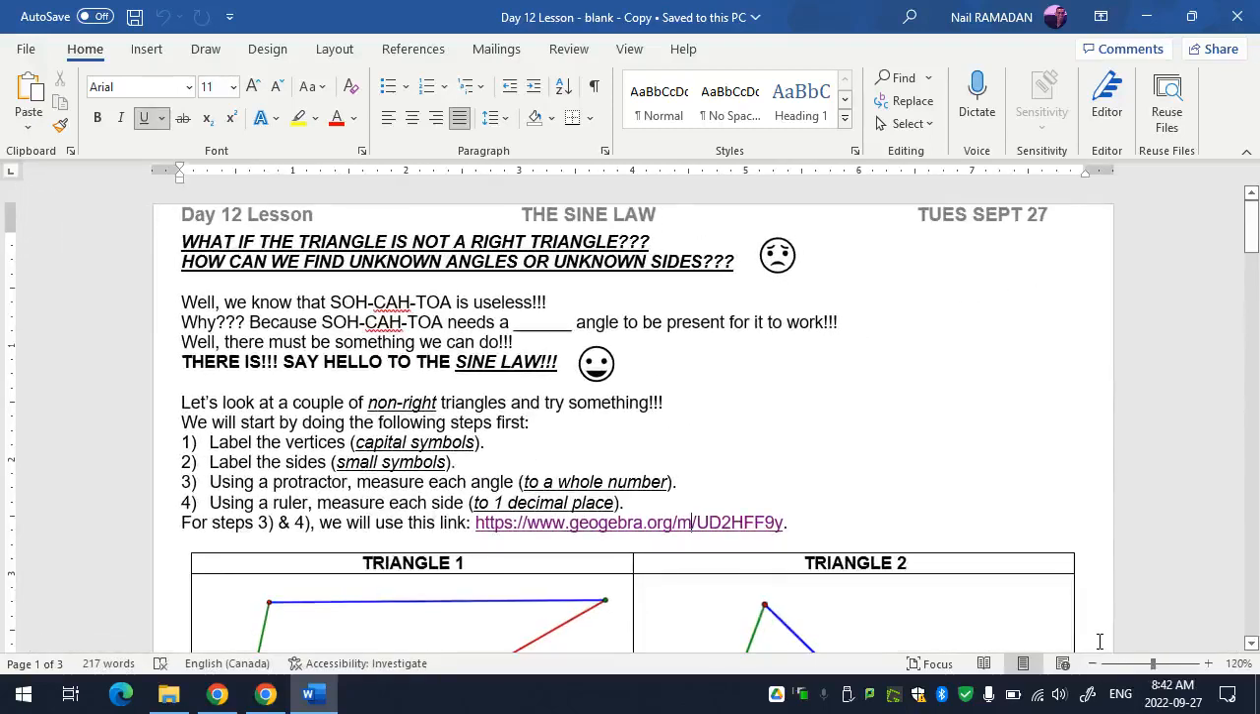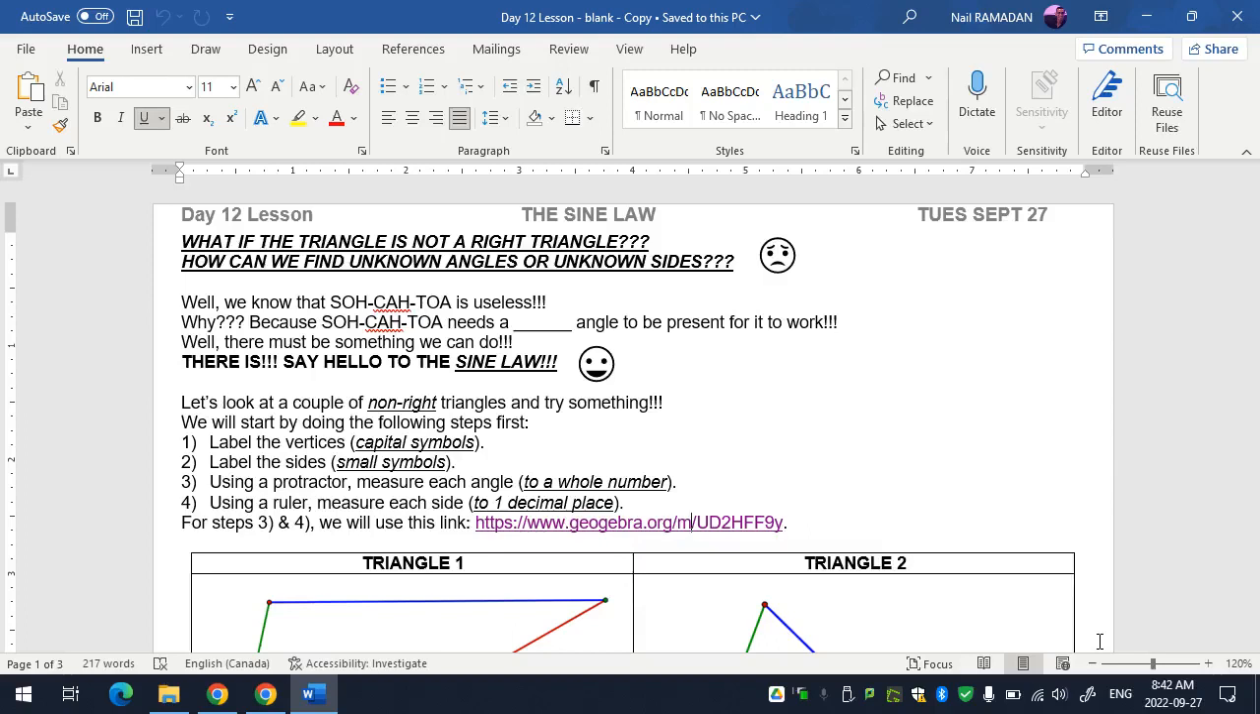Okay, so every single thing, listen up, every single thing we've done so far had to do with what kind of triangles? Right angle triangles, okay? So the question is always, what if the triangle does not have a 90-degree angle? Does that mean that all of math fails and we have no idea how to find sides and angles in a non-right angle triangle?